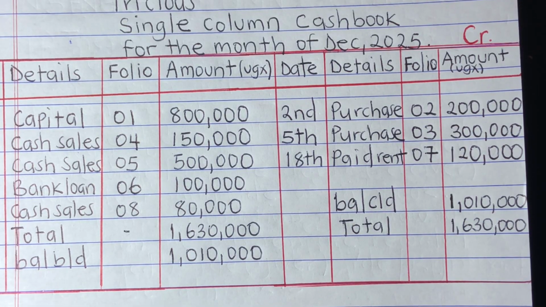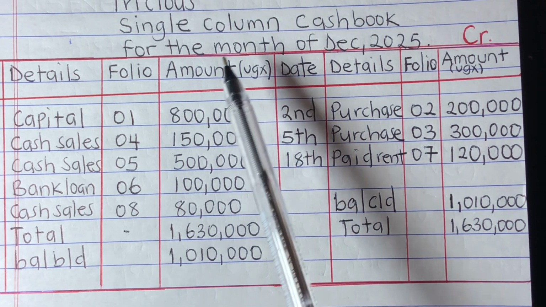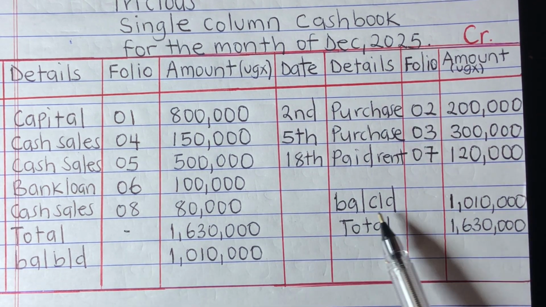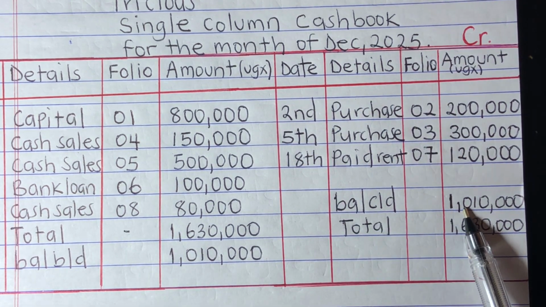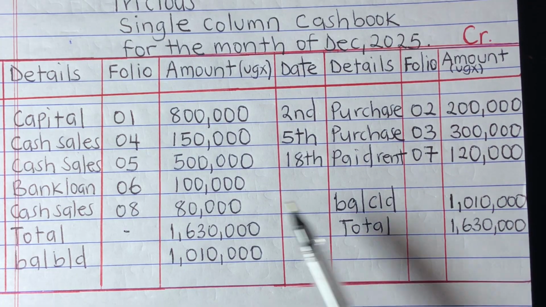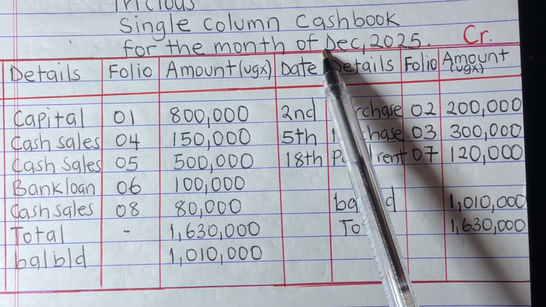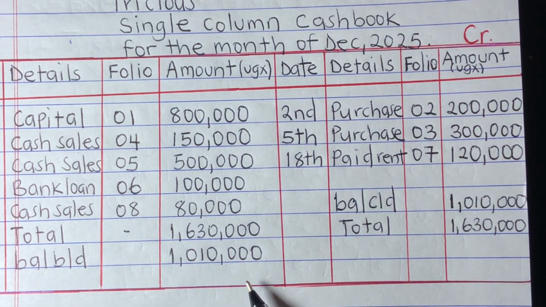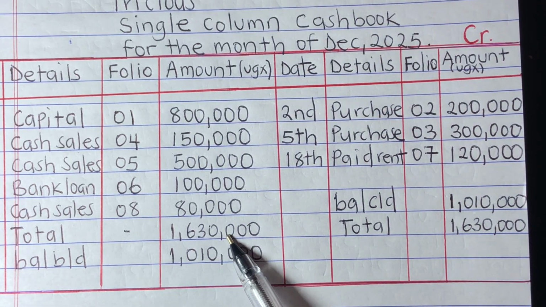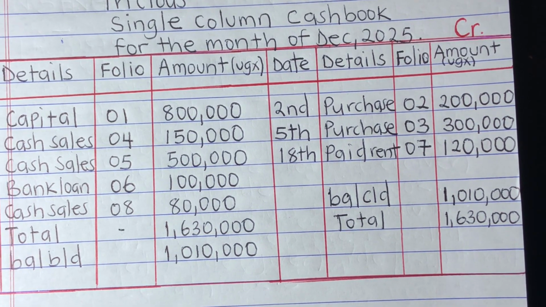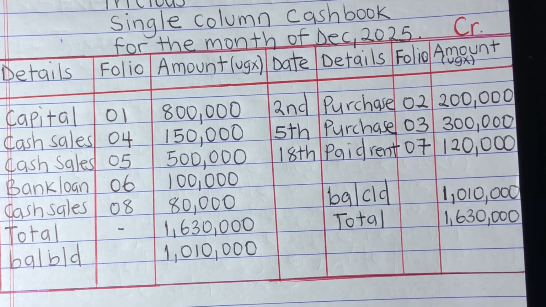It is recorded as on 1st January 2026, because this was December, the month was ending, the year was ending. So this balance carried down is brought down in the next month, which is 1st January 2026, since this was December 2025. That is how we balance and prepare a single column cash book.